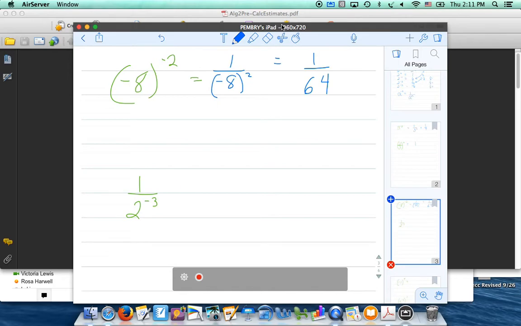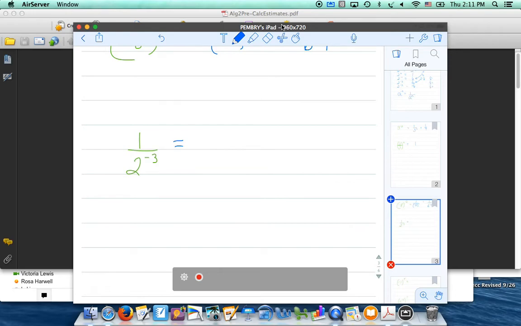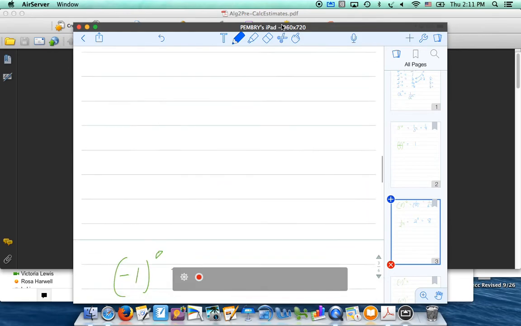Look at the next problem. This time the negative exponent is in the bottom, in the denominator. Well, what do you guess would happen then? Well, it goes up into the numerator and becomes 2 to the positive 3 power, or 8. You notice that the negative exponent has nothing to do with whether the answer is positive or negative. The negative exponent simply says to move the base to the other side of the fraction line.